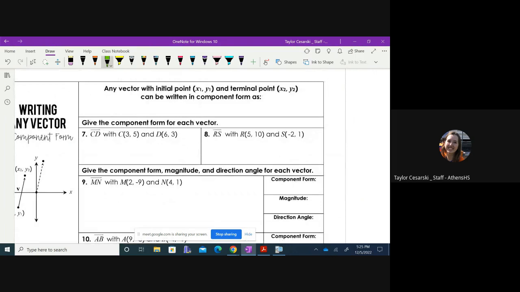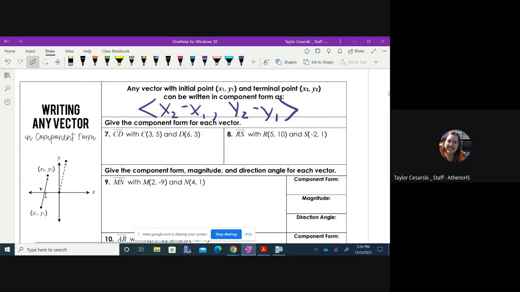All right, so any vector with an initial point x1, y1 and terminal point x2, y2 can be written in component form by doing x2 minus x1, y2 minus y1. You can see it in this picture here, but you're taking that vector and moving it so that its initial point is at the origin. All right, so we're going to do 7, 9, 10, and 13.